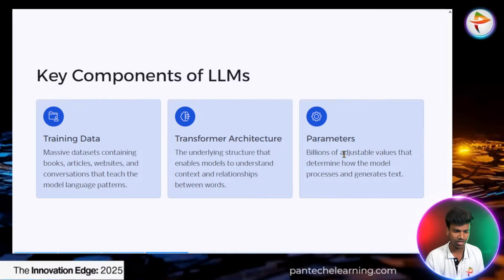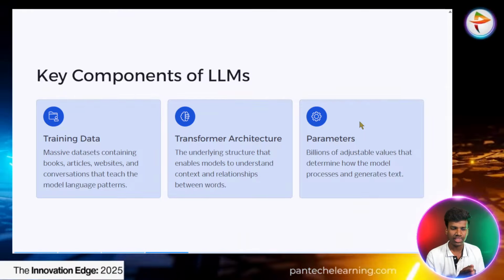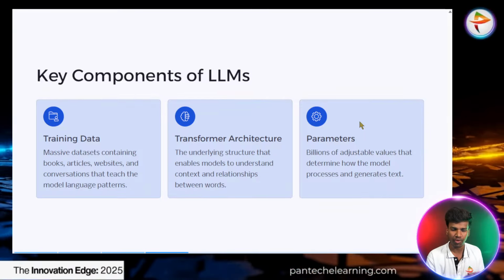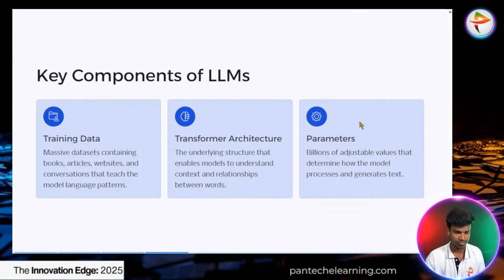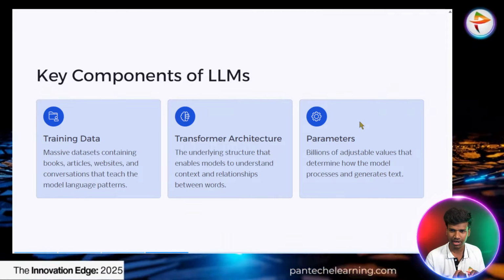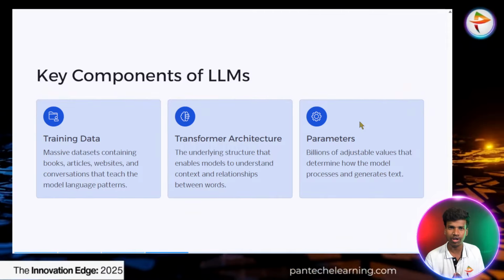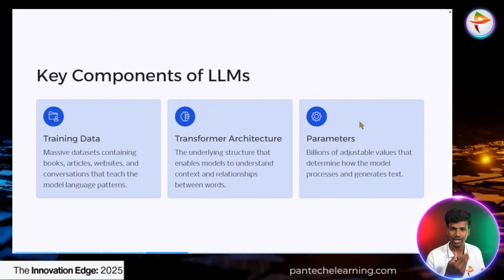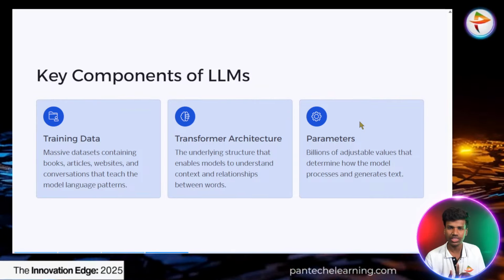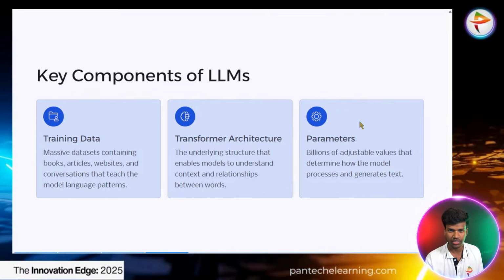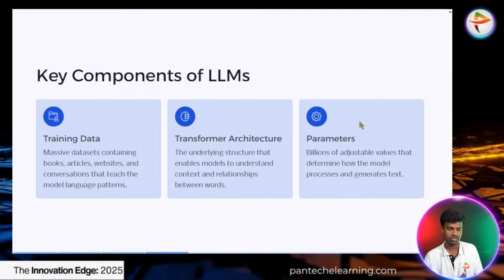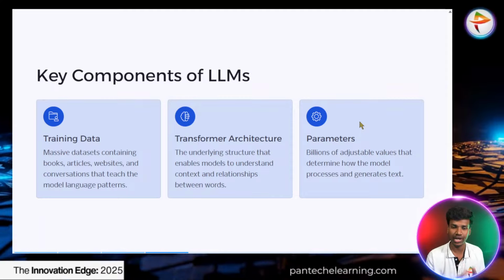Next one is the parameters: the billions of adjustable values that determine how the model processes and generates text. First we have to train on our data. Then we have to initialize the model with the transformer architecture, and initialize the parameters, everything we use for our prediction or output process. So these are the key components of every LLM process.